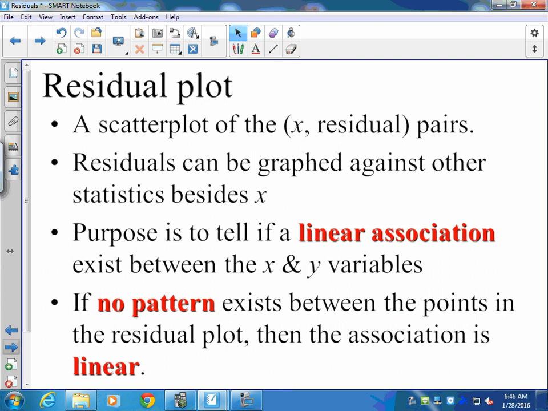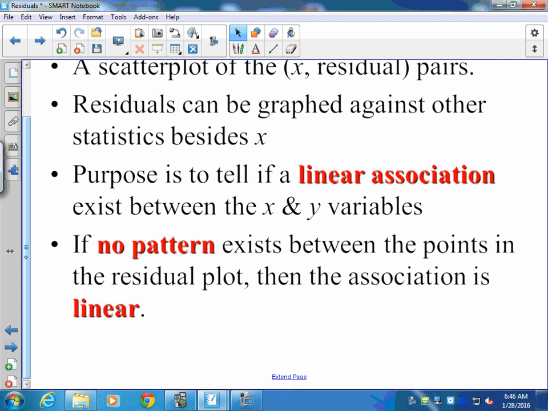Now, for a residual plot, we're going to find all of the residual values, and the calculator will be able to do that for us. It's a scatter plot of the residual pairs, graphed based on the x value. We keep the original x values and graph the residual values against them. Our whole goal is to identify whether there is a true linear association between the x and y variables for that situation.